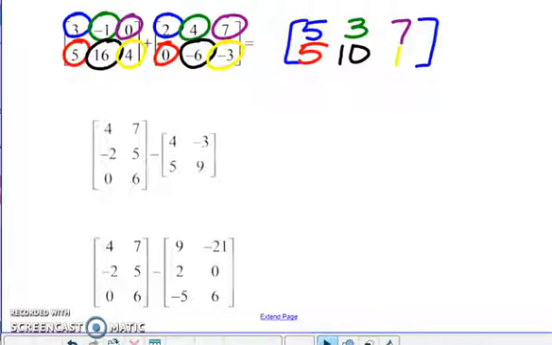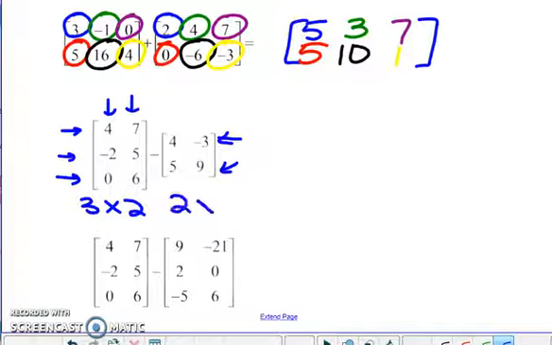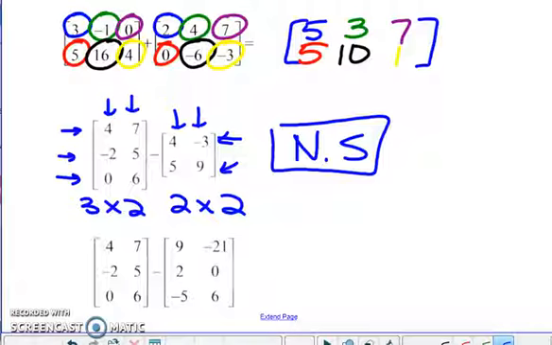The same goes for subtraction, but again, the dimensions have to be the same. This has 3 rows, 2 columns. This one has 2 rows and 2 columns. So this is no solution. We'll just put no solution. Can't do it because you're not going to have matching parts. Once you try to add something to the bottom, there's not going to be anything there.